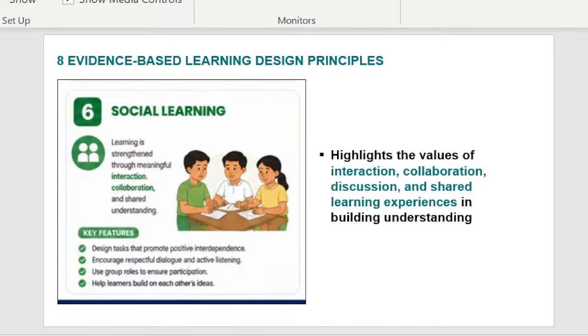Number 6, social learning. Of course, learners learn by themselves, but learning is strengthened through interaction, through collaboration, through discussion, through shared understanding, by shared learning experiences.